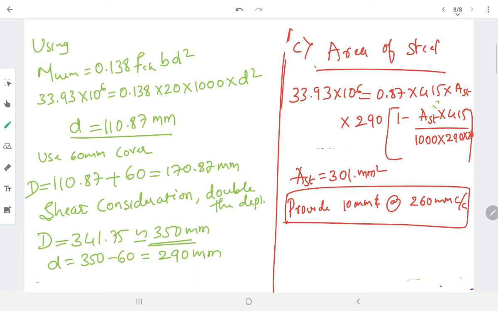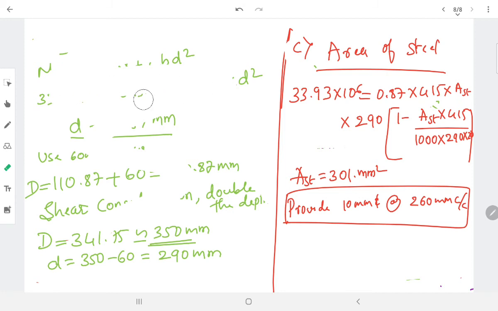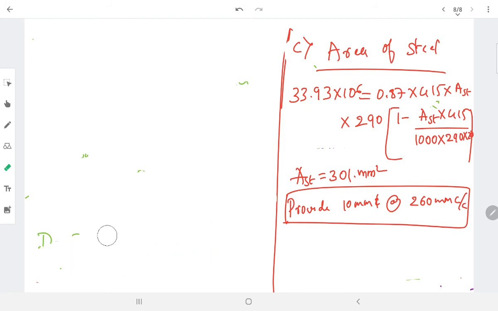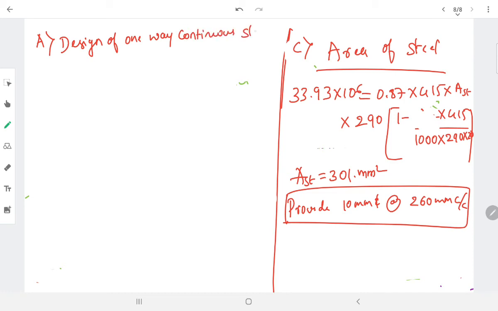So let's revise briefly what steps we have done in the portal frame. First step we have done is step A, that is design of one-way continuous slab. This is a brief revision of this portal frame design. So design of one-way continuous slab.